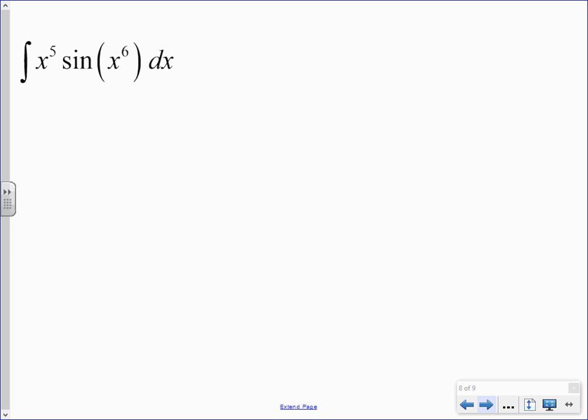X to the sixth. Which means du would be 6x to the 5th dx. Does that put us on the right track? Are we going to be able to make this work? We should be able to make this work, okay?